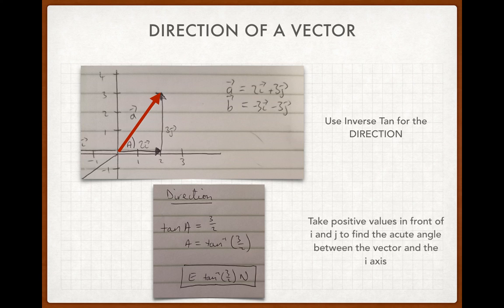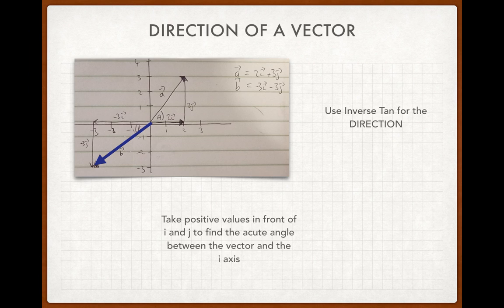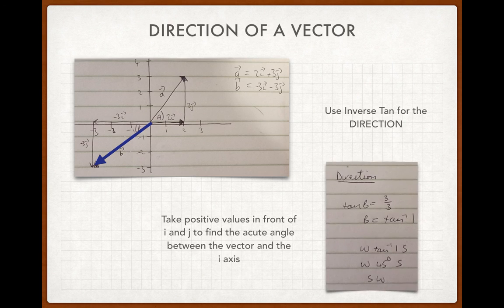Let's see what happens for B. So we're going to take the positive value for B. Okay, so the angle B is identified there. Again, it's the acute angle that the vector makes with the horizontal. And we have an opposite of minus 3 and an adjacent of minus 3. And remember what I said, take the positive value in front of the i and the j. So B will be the inverse tan of 3 over 3. So plus 3 over plus 3, which is the inverse tan of 1, which is 45 degrees.